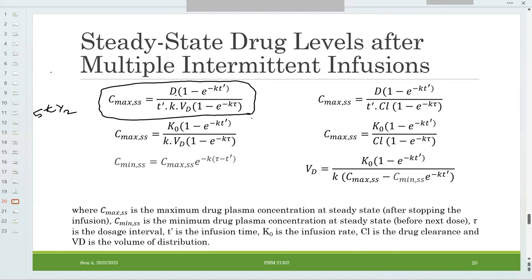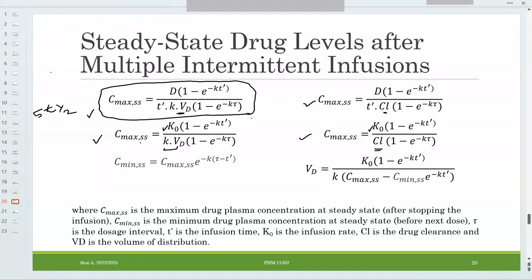We can replace some terms. For example, you replace dose divided by T prime by K0. You can replace K times VD by clearance. So here you replace K times VD by clearance, and here you replace both dose divided by T prime by K0 and then KVD by clearance. So these equations are all the same. This one is the same as this one, just different forms. We replace some values with equal values. Okay?